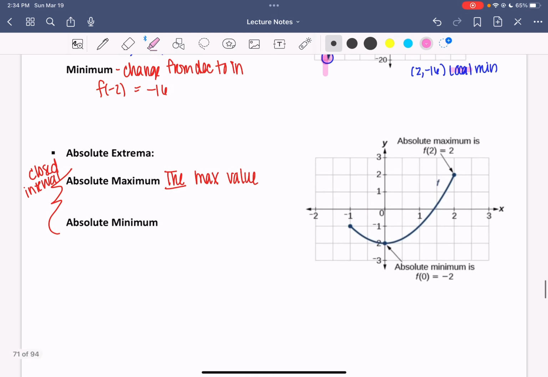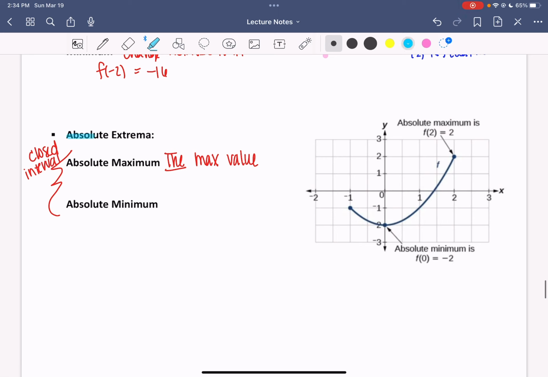And so with absolute, when you are looking at the absolute extreme and you're looking for the maximum value of all the values that you have, in this case it would occur right here. This is the highest point. And so we would say, okay, the max value is 2, and that occurs at f of 2. What is the minimum value? We're looking for the smallest value of all the values. And we can see that this occurs right here. This is the lowest point. So that means the minimum value is -2, and that occurs at f of 0.